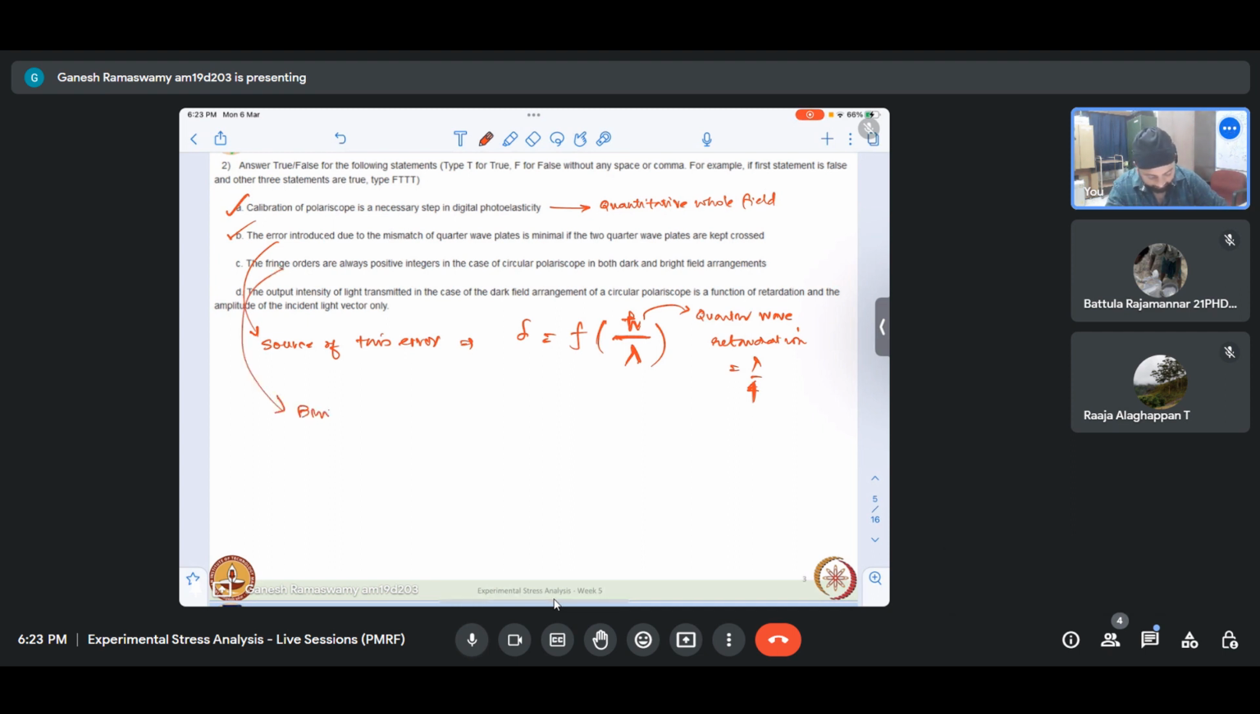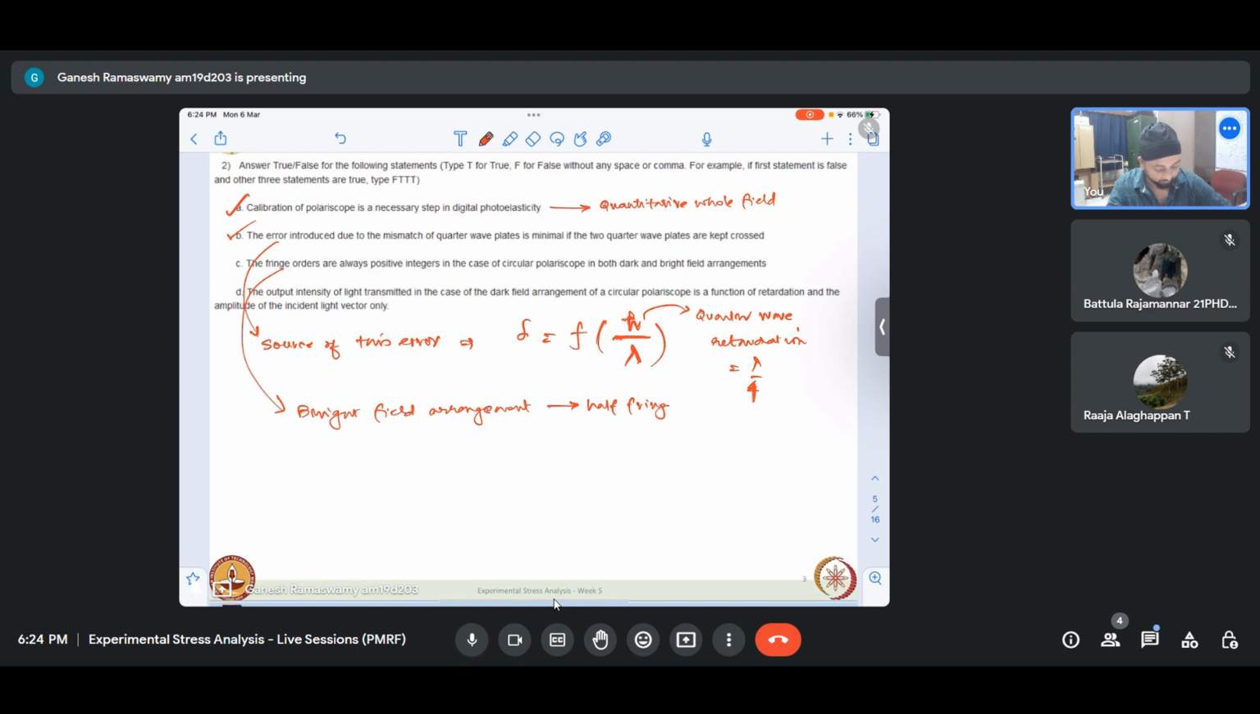basically gives multiples, half fringe orders, we can say. Let us just make it terse. So this gives us half fringe orders. So that is essentially not true.